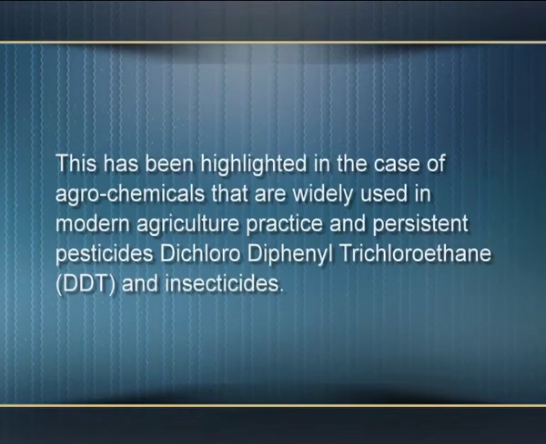Soil pollution involves accumulation on land of the substances in the dispersed solid or liquid form that are injurious to life and ecosystems. Both inorganic matter, that is phosphorus and nitrogen containing fertilizers, and organic matter, that is fertilizers, pesticides, influence its physical, chemical and biological properties. This has been highlighted in the case of agrochemicals that are widely used in modern agriculture practice and persistent pesticides, dichloro diphenyl trichloroethane, DDT and insecticides.